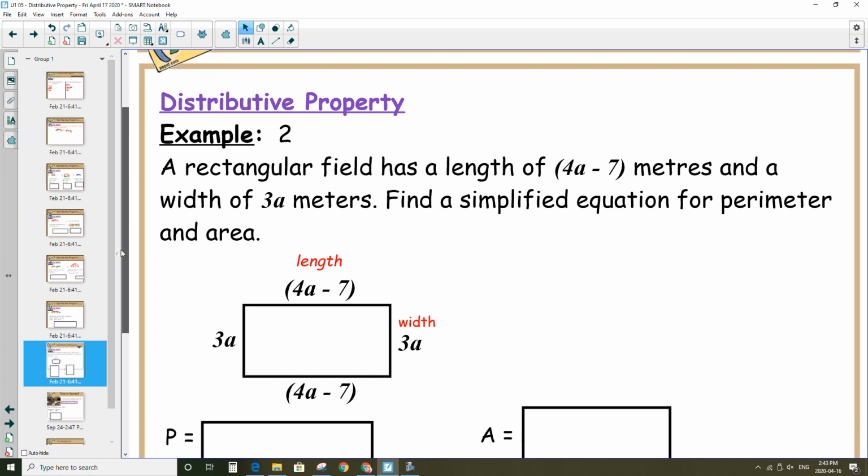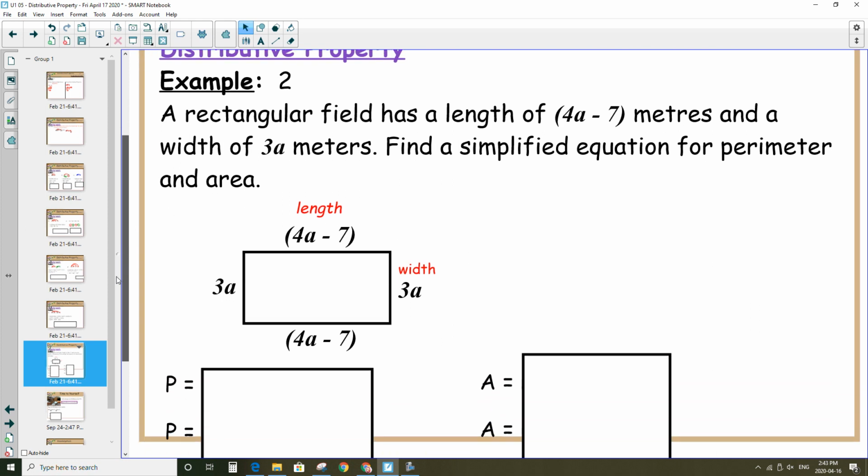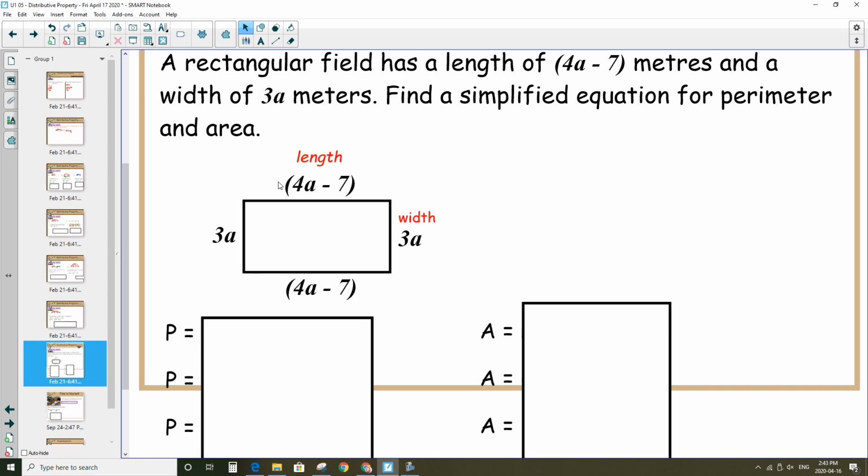We have a rectangular field, and the length is represented by 4a minus 7 meters, and the width is represented with 3a meters. Find a simplified expression for the perimeter and the area. So I made a little diagram first. I called this my length side, and this my width, and I wrote in the expressions that were given in the problem. For perimeter, you should remember that the perimeter is the addition of all the sides around the outside, as if you were making a fence along the outside.